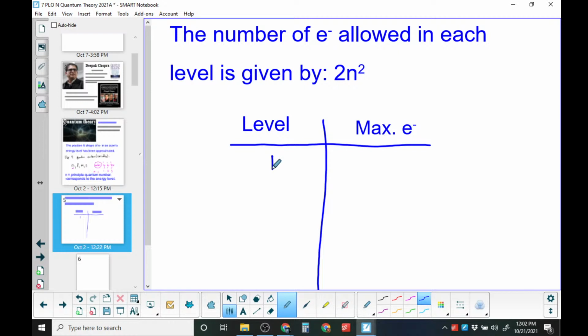Class Dojo. Jonah. For n equal to 1, what is the max number of electrons? 2 times 1 squared equals 2. Excellent. Well done. Nope, fair enough. For n equal to 2, I will ask Brooklyn.